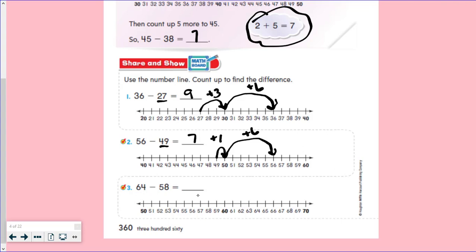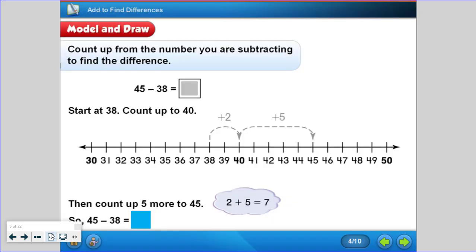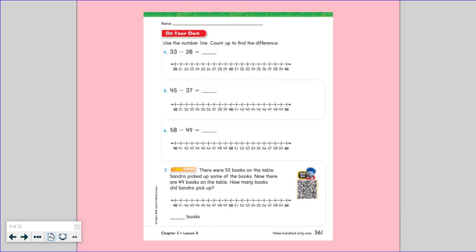Okay, so 58 is the number we're starting at. So 58, I'm going to hop to 60, and then I'm going to hop to 64. So 58 to 60, which you should have gotten 2. And then 60 to 64 is 4. So 2 plus 4 is 6. All right, let's go to the next page. Right here. So do 4, 5, and 6. See if you can do 4, 5, and 6 on your own.